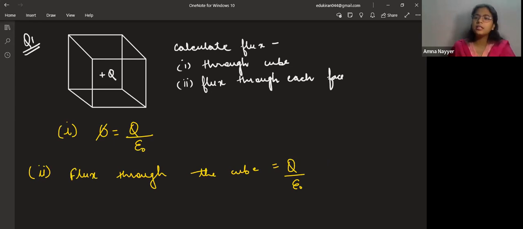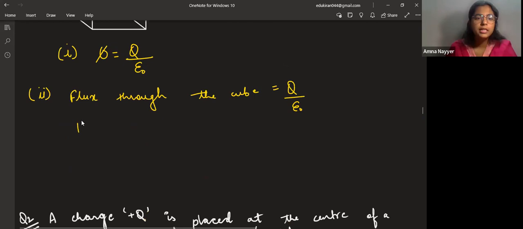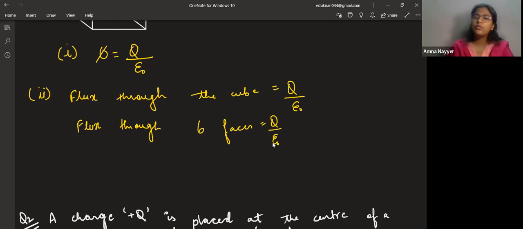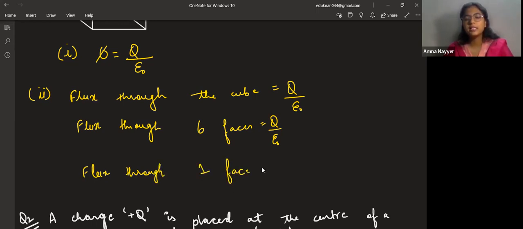If I write flux through the cube is Q by epsilon naught, or if I write flux through six faces is Q by epsilon naught, both have the same meaning, because one cube or six faces means the same. What is the question asked? Flux through one face. So for six faces you have Q by epsilon naught, and for only one you will divide it by six. So flux through one face will be Q by six epsilon naught. Clear? So flux through a single face is this. This is how you will solve it.